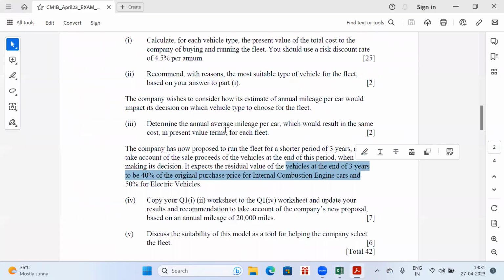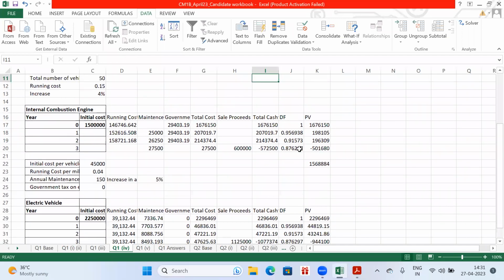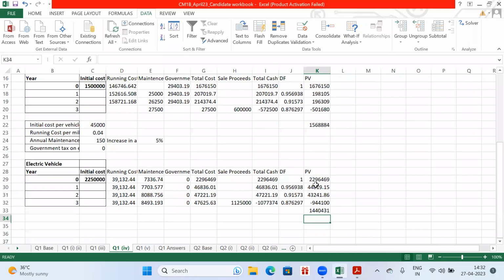Amongst this, we see that the electric vehicle is still better, still profitable, if you see before sales. Then if, after sales, we see, then we have internal combustion as a better present value than electric vehicle.